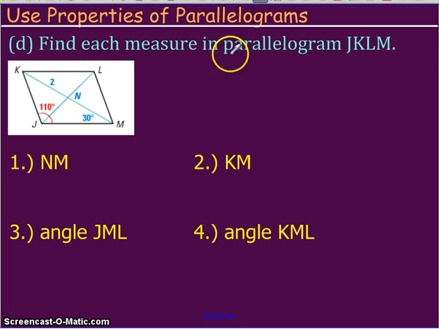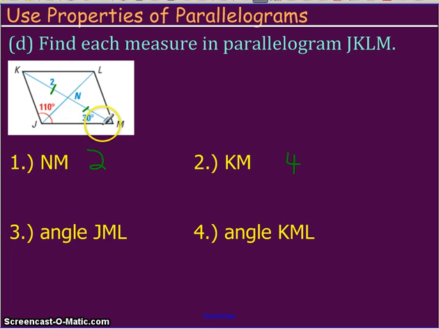Alright, find the measures of each parallelogram. Find each measure in the parallelogram JKLM. So we want to find all 4 of these things that are marked for us down here. Let's see, we got KM first. Well, we know that the diagonals bisect each other, so if KN is 2, we know that NM is going to be 2 also. Alright, KM would be the full length across, so if this is 2 and this is 2, all the way across would be 2 plus 2, which is 4.